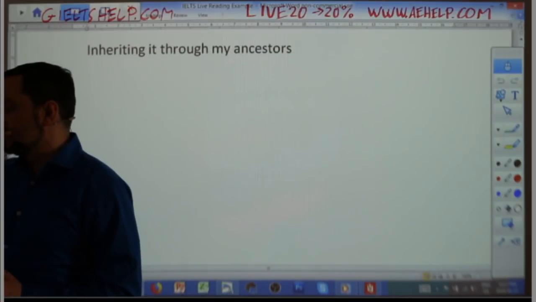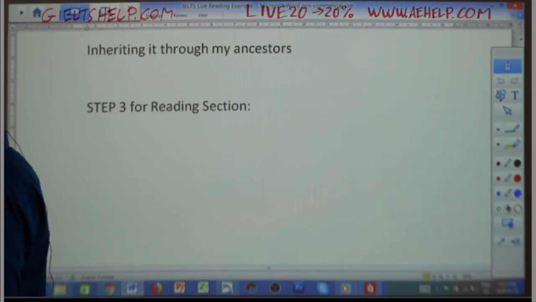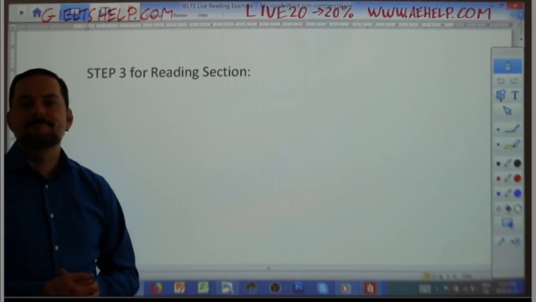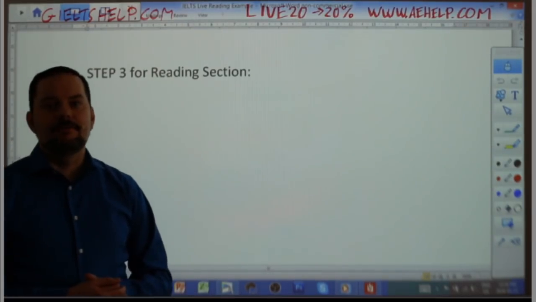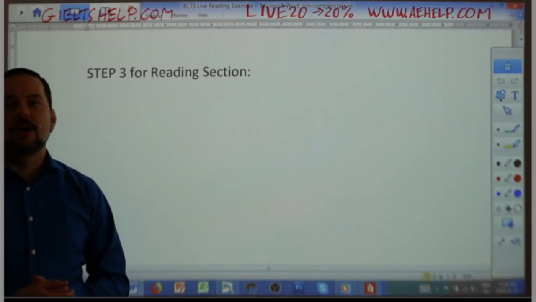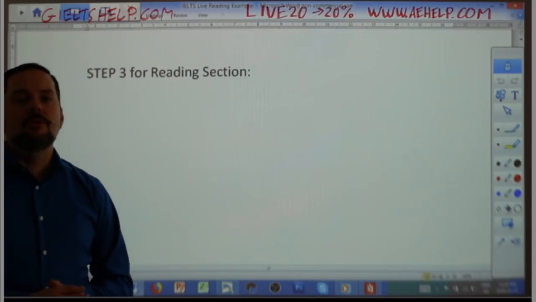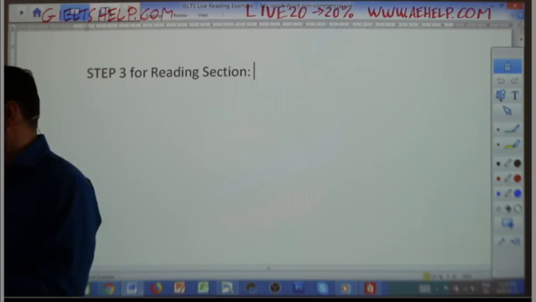Now, what is your step 3? So what's your step 3 for the reading section? Paraphrasing is definitely a good strategy throughout the exam, but we don't need to do that first. So ProSopha says, read the questions. Do I read all the questions?